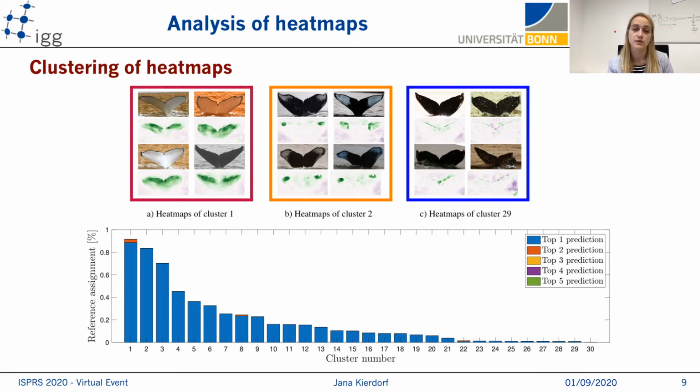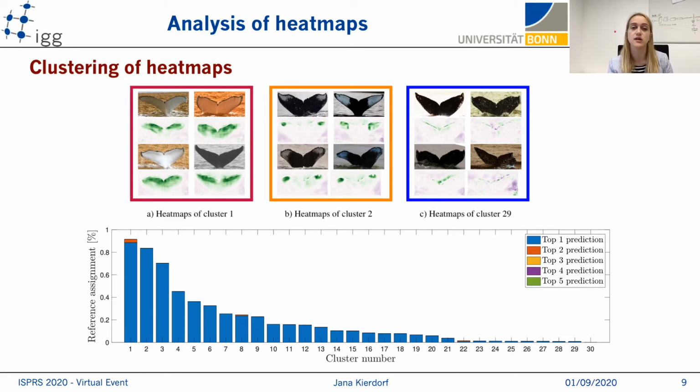Cluster 1, for example, contains heat maps in which the total area of the fluke represents the respective whale. Cluster 2 contains heat maps that focus on the pigmentation near the fluke tips. But compared to the other 2 clusters, the heat maps in cluster 29 do not have any distinctive features. The clusters in the upper figures correspond to the cluster numbers on the x-axis in the lower plot. And for this plot, we have now selected the heat maps corresponding to the reference class and plotted their proportion of the respective cluster. The different colors can be ignored for the sake of simplicity.